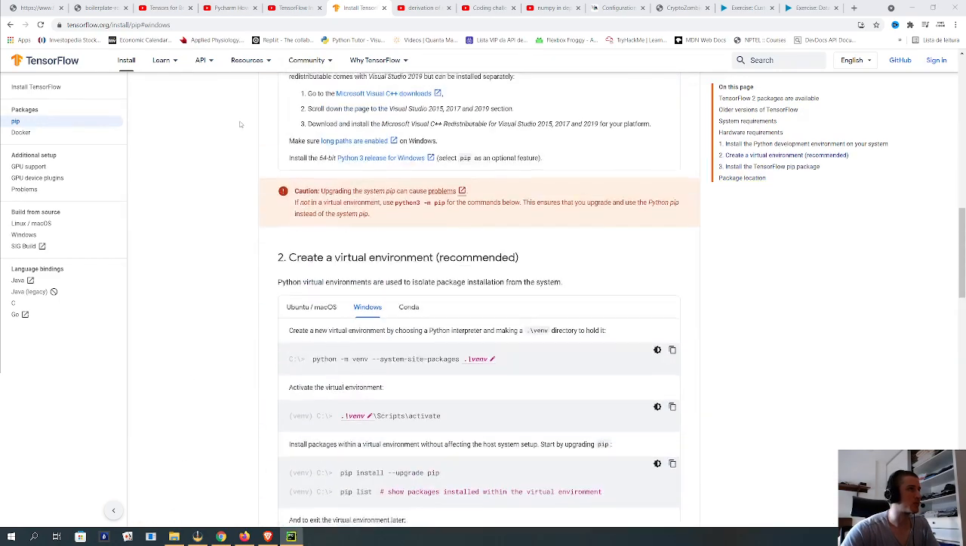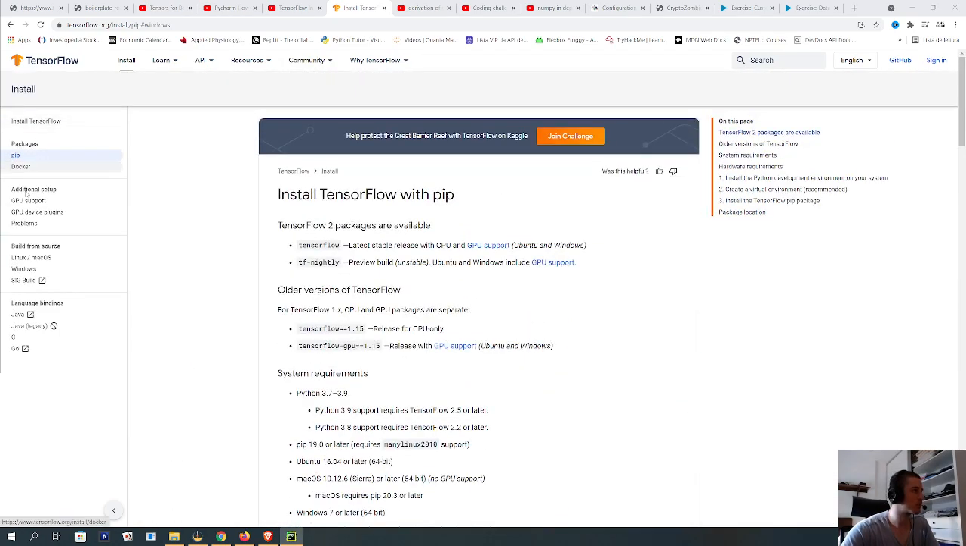So it must be that there isn't a version for Python 3.10.